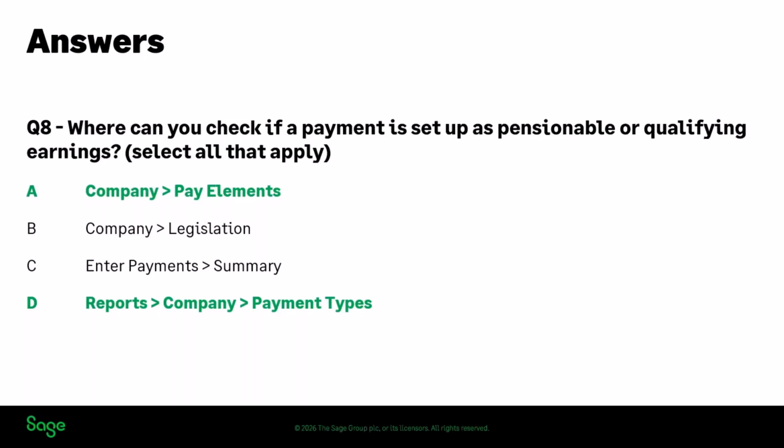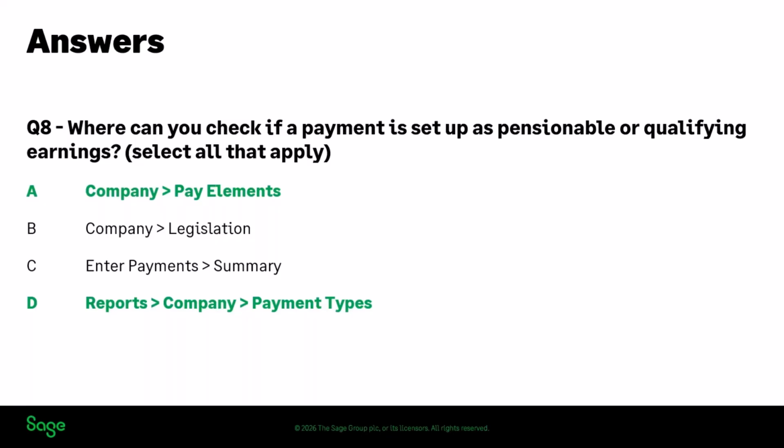The correct ones for this question were A and D. So you can check your pay element settings in company and pay elements. You can also view those settings on a report. So it's the payment types report found within reports and company.